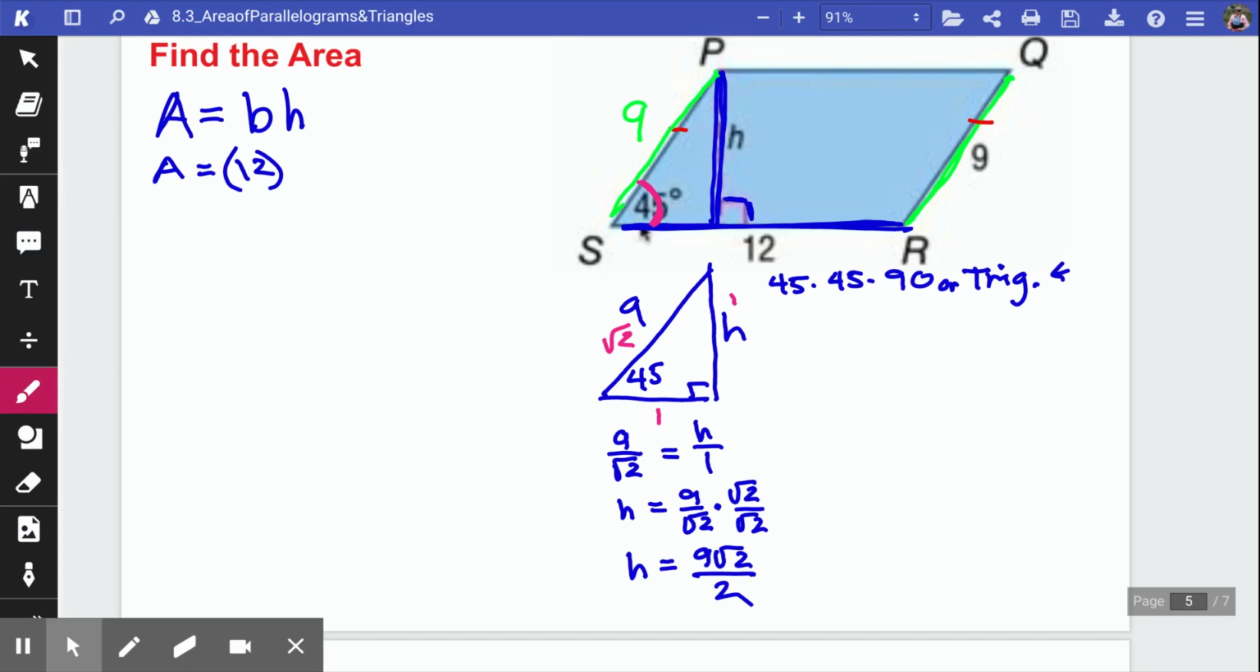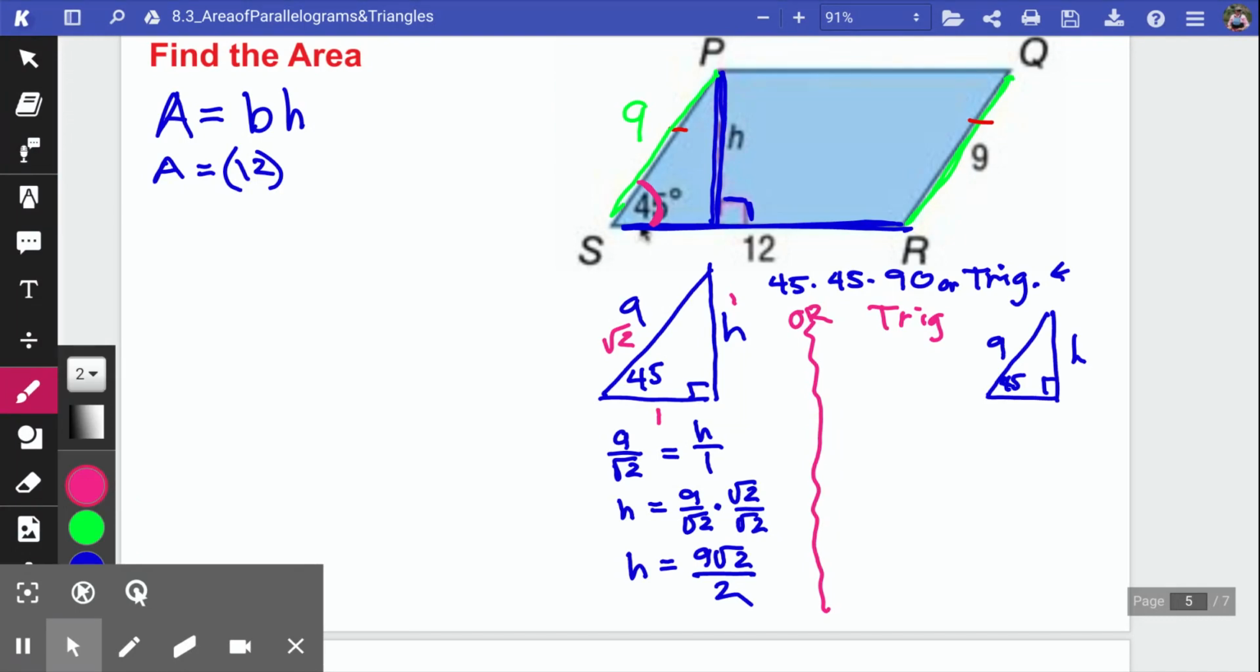Or I could use trig. So this is not an "and," this is an "or." I'm going to resketch that triangle, and now I have some things I can label. The 9 is across from the right angle, so that is my hypotenuse. The 45 is right here, so the h is across from that, so that's my opposite. So I have the opposite and the hypotenuse, so I can use the sine function.